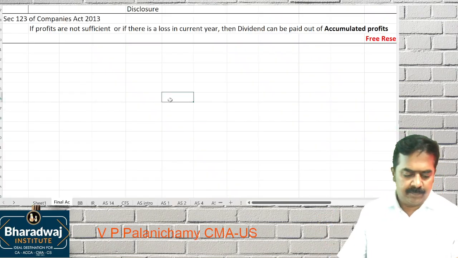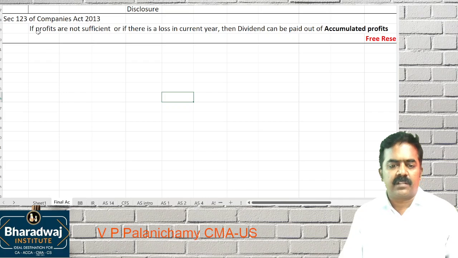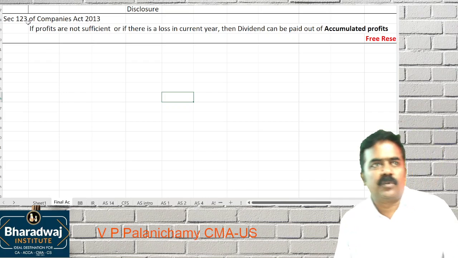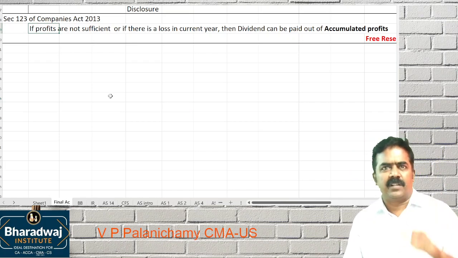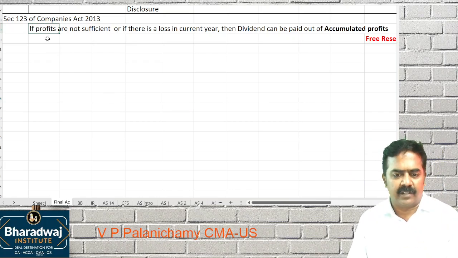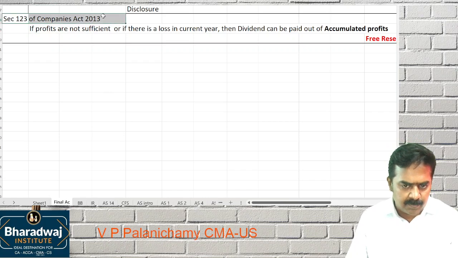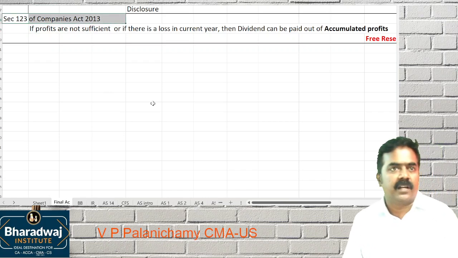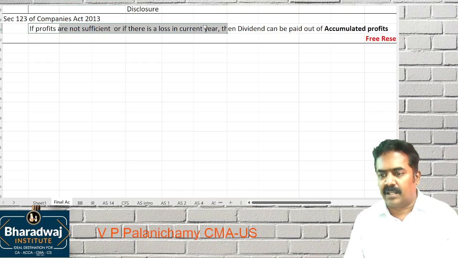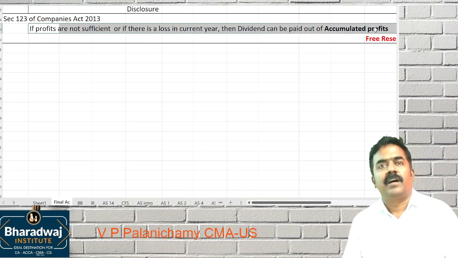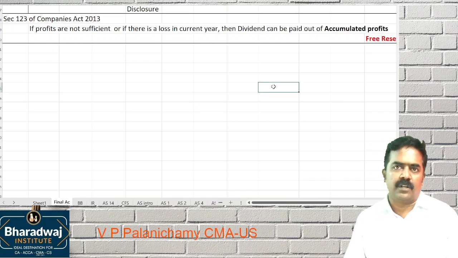Okay, we'll continue with declaration of dividend out of past reserves. It's a small topic. It will just take 5 or 10 minutes for us to recollect and go ahead. See, this is stated by Section 123 of the Companies Act 2013. If profits are not sufficient or there is a loss in the current year, you can pay out of accumulated profits, which means free reserves. You can use all the free reserves.